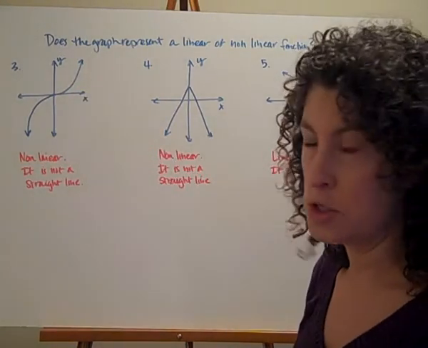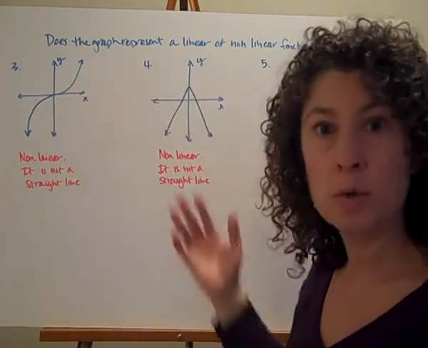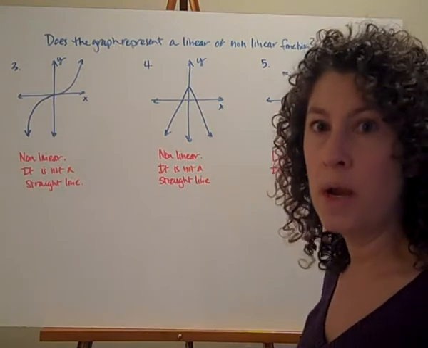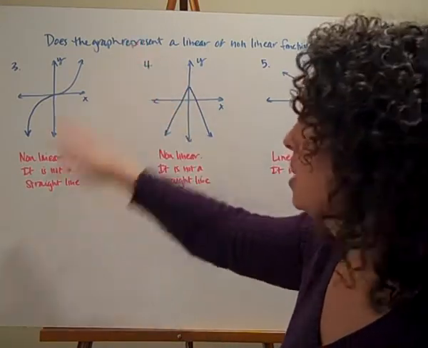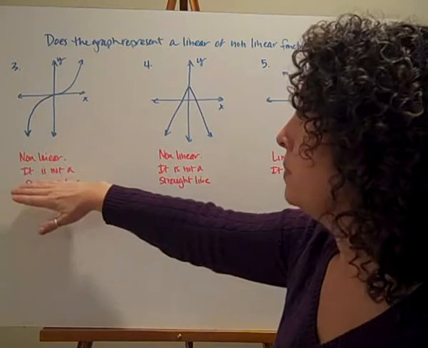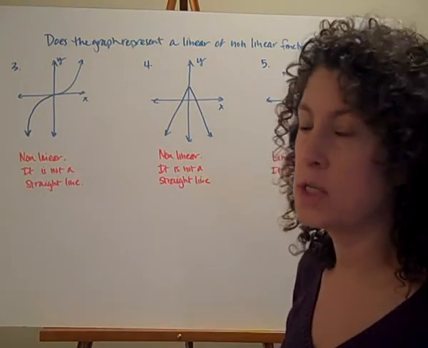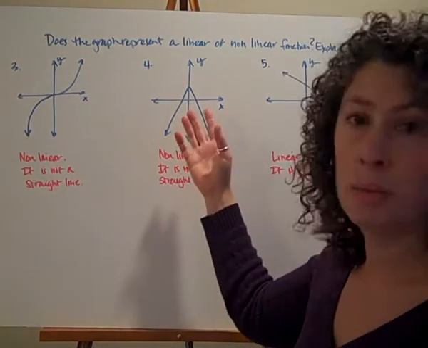This is not a straight line. It's a lovely function, so it's still a function. Each input has only one output. However, it's not linear. So this is nonlinear because it's not a straight line. Explanation's pretty simple here. Let's look at number 4.